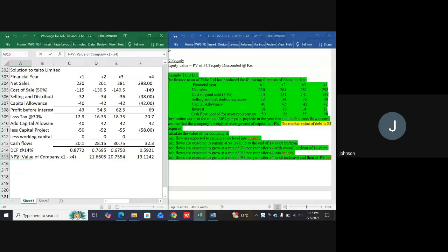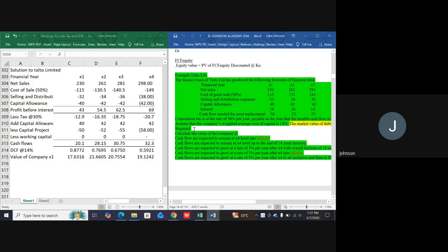So to get the value of the company, you simply take the free cash flows, and when you have the free cash flows, you now discount them using the discount rate in the question. So when you do that, you're able to get the value of the company from year 1 to year 4. So the examiner, they are not pleased with that. That is not what they want. They now told us to calculate the value of the company if, number 1, cash flows are expected to remain at X4 level into infinity.